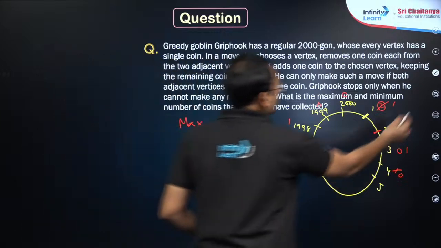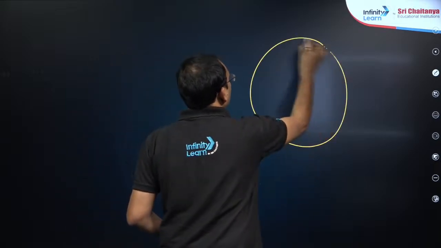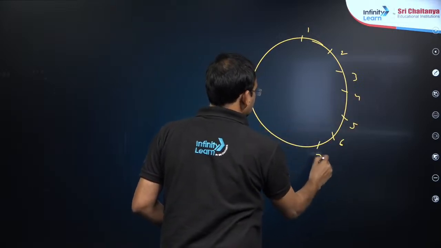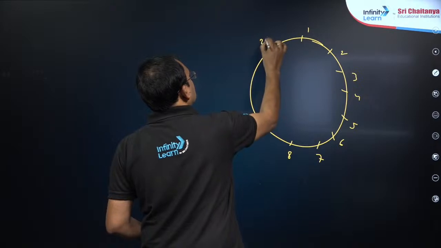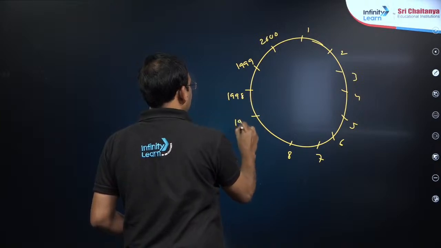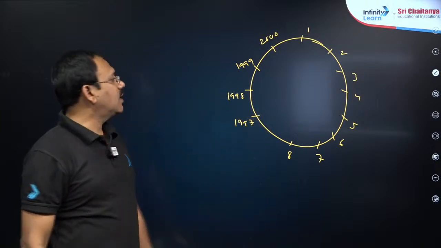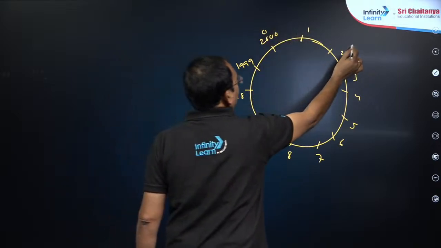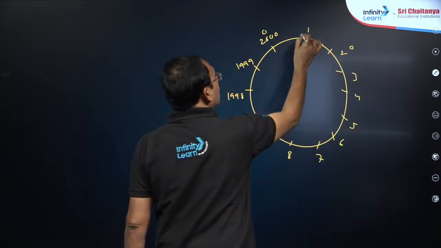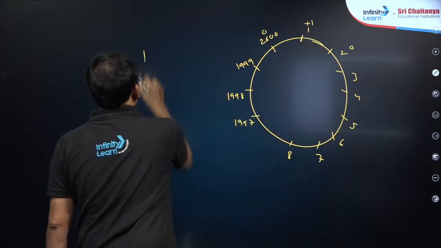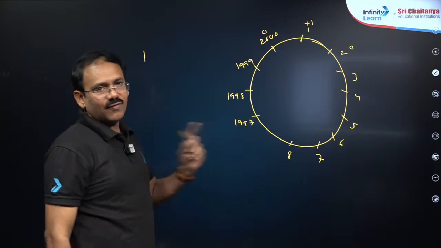The second thing, dear students, I can say, for the minimum case take the same 2000 gone, 1, 2, 3, 4, 5, 6, 7, 8 and so on. This is 2000, 1999, 1998, 1997, like this. Now the minimum number he has to take. Start with 1. He has taken 1 coin from 2000, 1 coin from 2 and he got 2. So he will retain, he will give 1 to this and he takes 1 coin. Fine. So with this move he got 1.